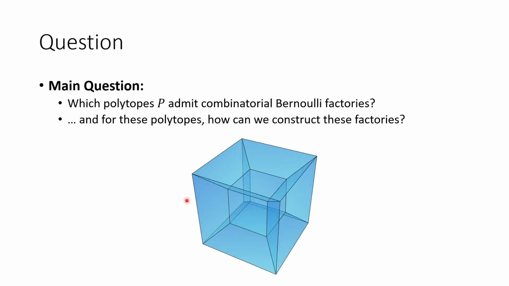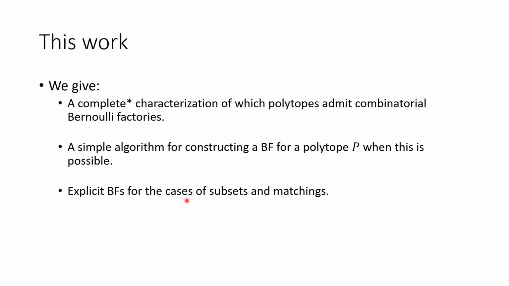So there are some questions we can ask now. One question is, which polytopes P can we construct combinatorial Bernoulli factories for? And for these polytopes, how can we construct these factories? Do we have a nice explicit construction, an efficient construction? So we will answer both these questions.